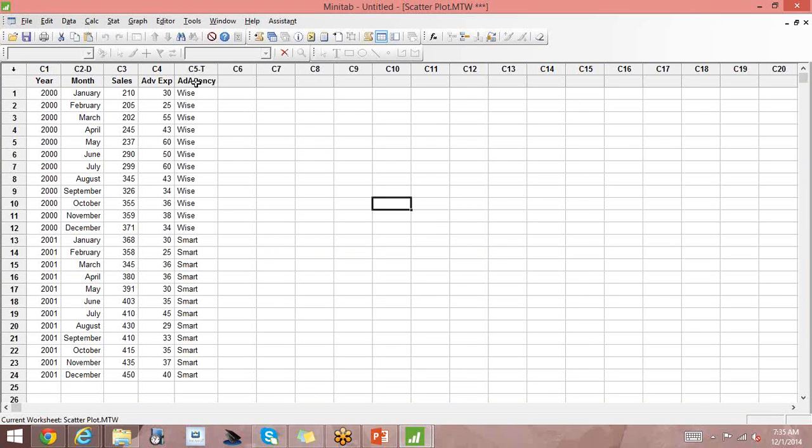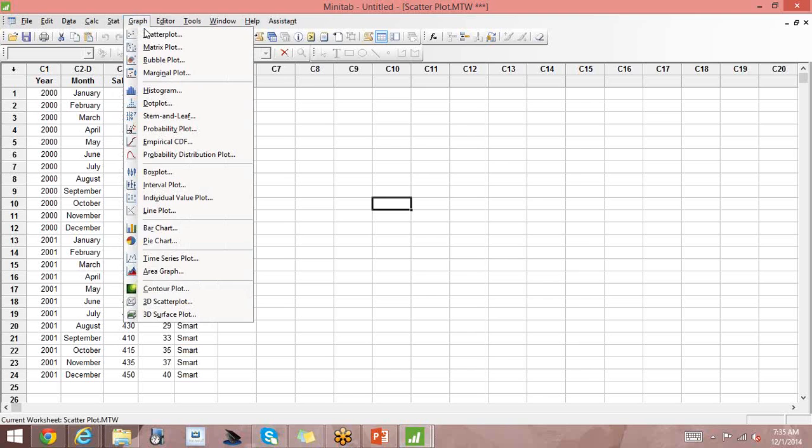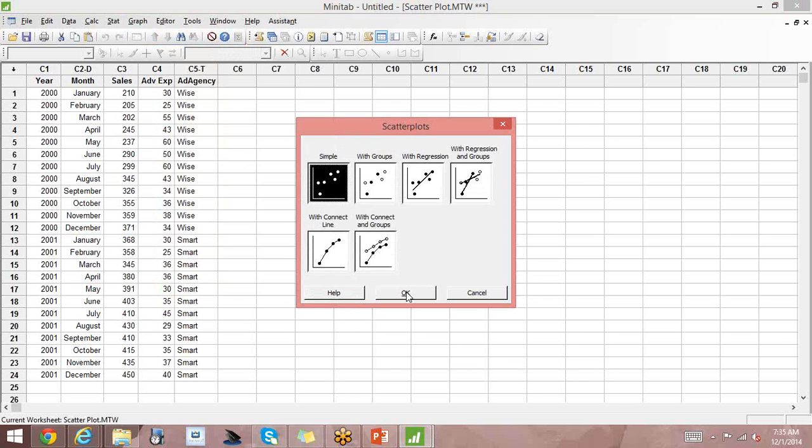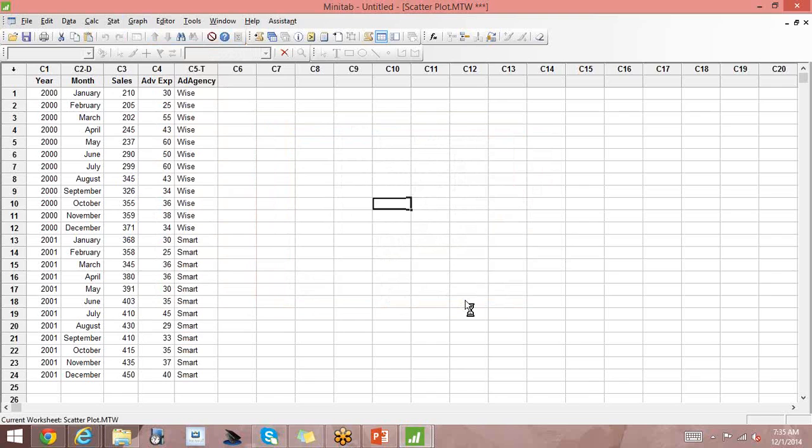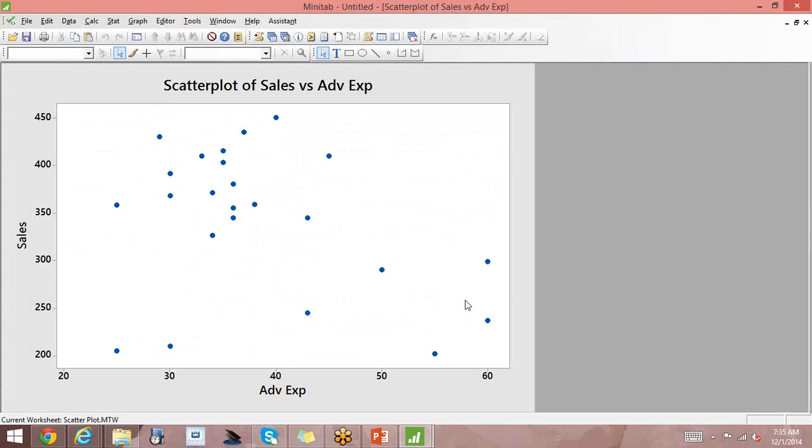Between sales and advertisement expenses, I need to see whether there is a relationship or not. First thing I do is a scatter plot. Sales is Y, X is advertisement. I click on OK. It's very tricky. But by looking at this, I feel that there is no correlation at all. With the naked eye, it would be a little difficult.